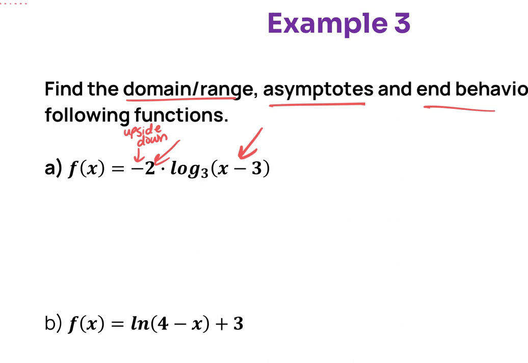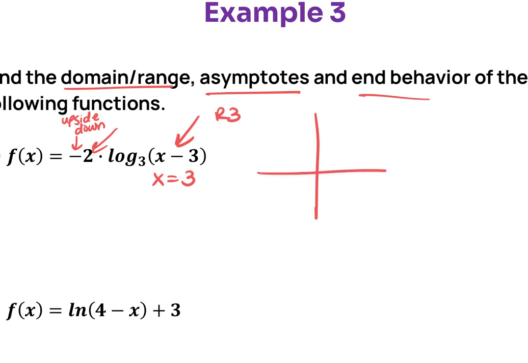That's your vertical asymptote. My vertical asymptote is at? X equals 3. This is a horizontal shift to the right 3. So if I took my original log shape... No, it's not the y-axis, it's the x-axis. If it's inside, it's x. If it's on the front, it's y. So I'm going to the right 3.